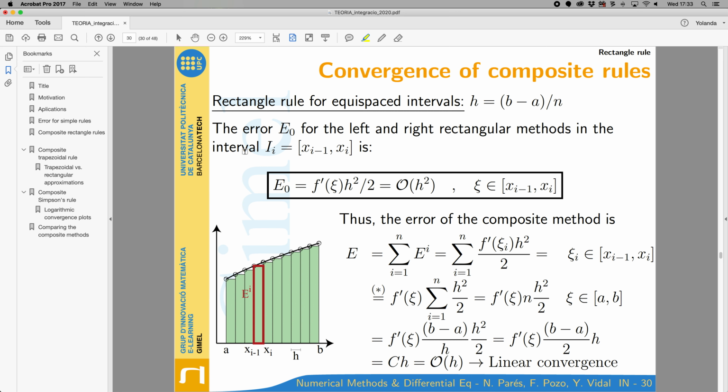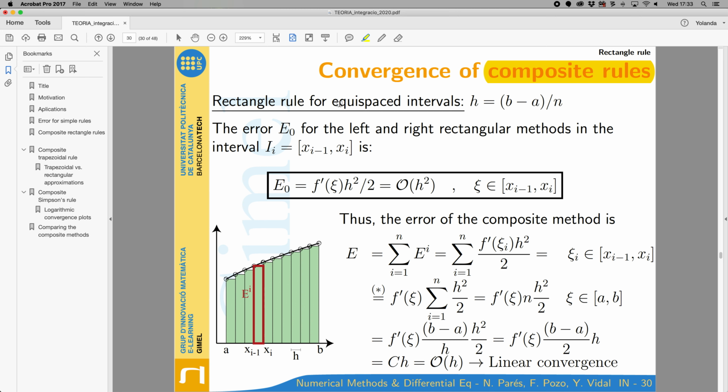And what we will do in this slide is to understand what the error is for the composite rules. So we will study the convergence of the error for the composite rules. To do that, we will assume that we have equally spaced intervals, so h is b minus a divided by n. So h is the same value for all the intervals.